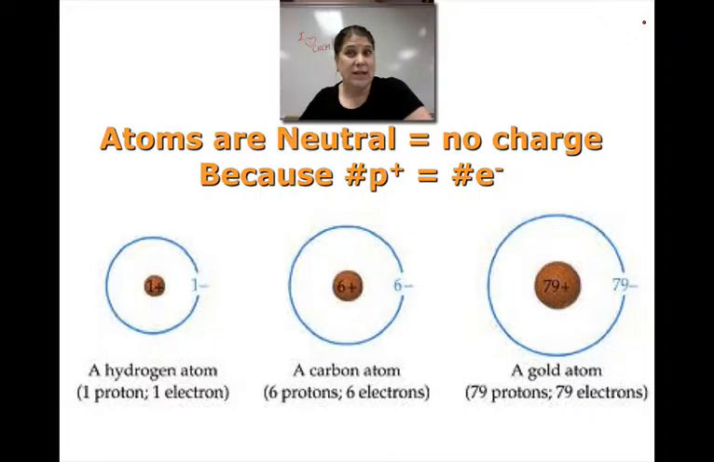First of all, this slide says atoms are neutral, and they are neutral when they have the same number of protons as they do electrons. The positive protons cancel out the negative electrons. For example, carbon, 6 protons, 6 electrons, cancel out, neutral charge. Same thing with all of the elements on the periodic table.